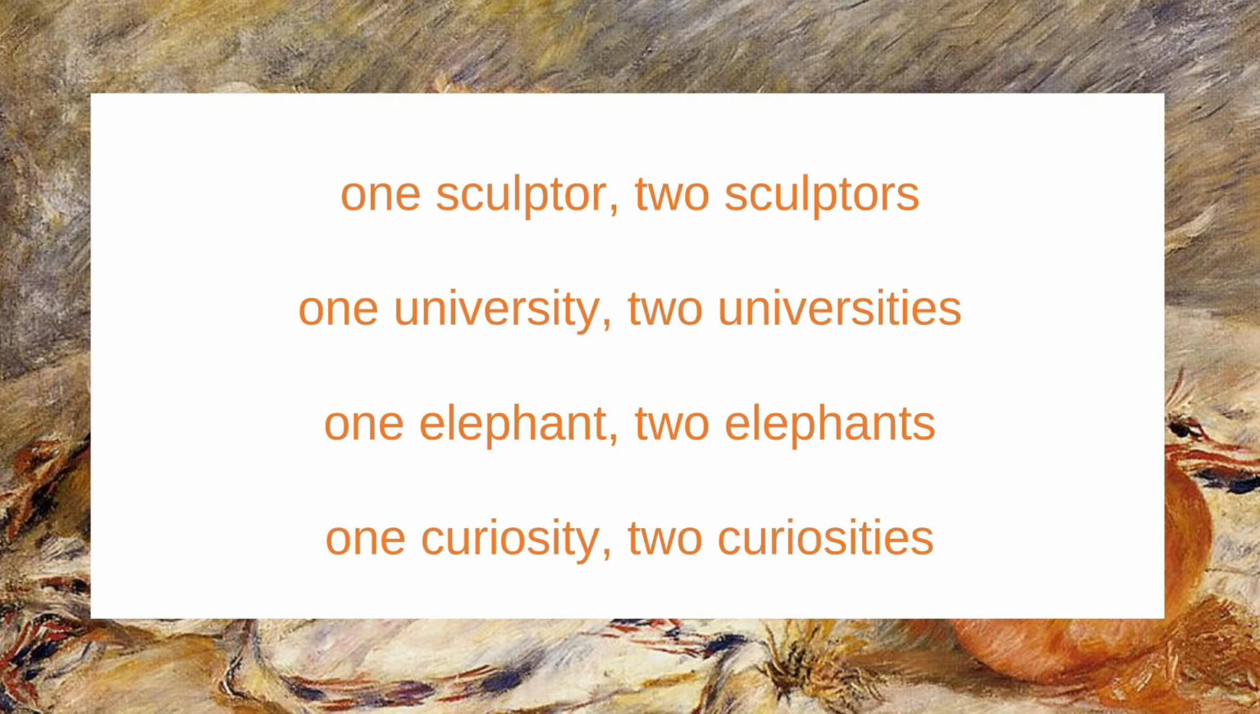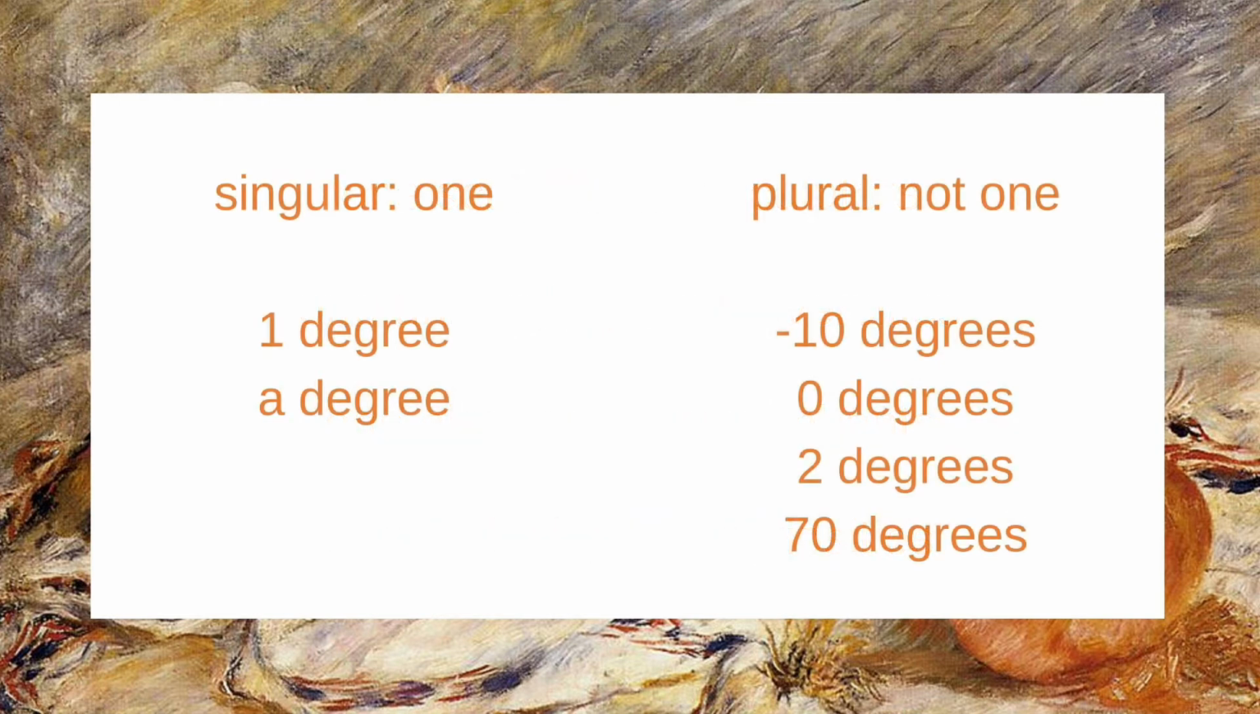Nouns also show number. Number is a grammatical category that expresses count distinctions. In other words, most nouns can be counted. English nouns are singular or plural. Singular means one, plural means not one. Plural does not just mean more than one.